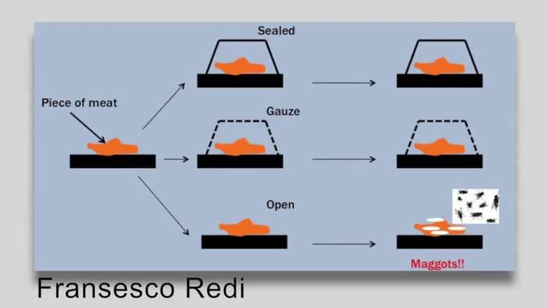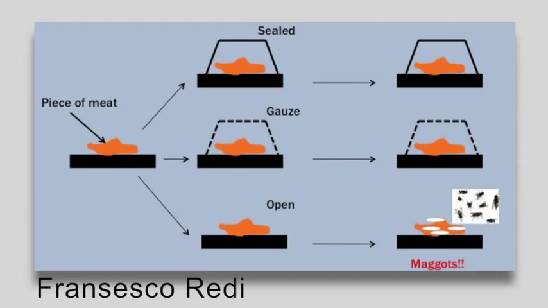And what did he observe? Well, unsurprisingly, a few days later, what he observed was that on the meat that was completely covered in the metal lid, there were no maggots. In the meat covered in gauze, there were also no maggots. But in the meat that was left open, there were maggots.